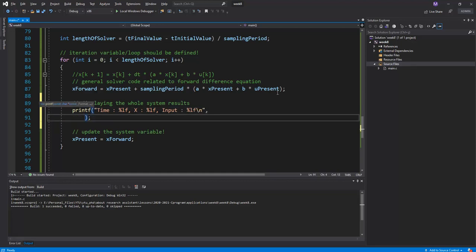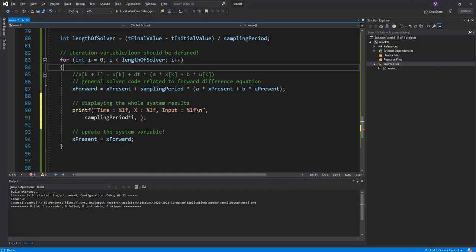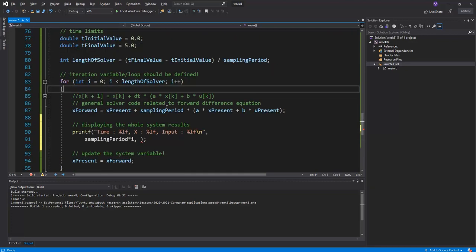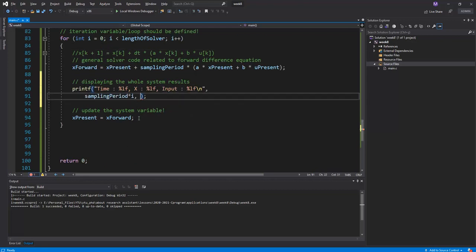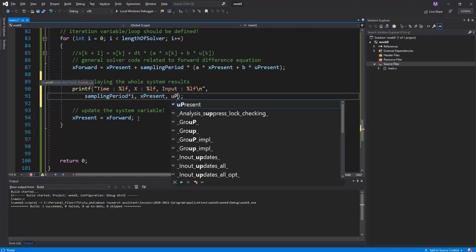And so what about this? The time value is equal to what? It is equal to the sampling period times i, because in each iteration i is increased, and so the sampling period should be added on this time period in here. And then the x value is equal to what? X present. Okay, and so the input value u present.